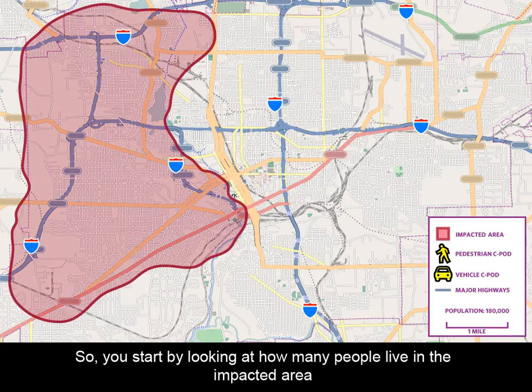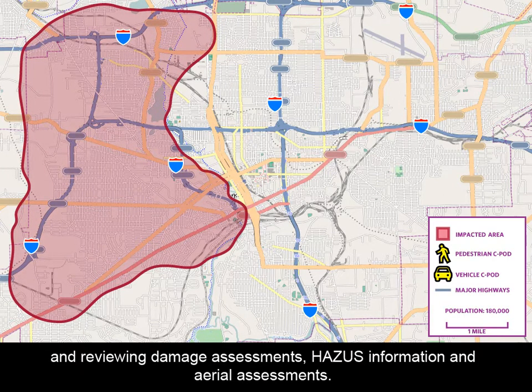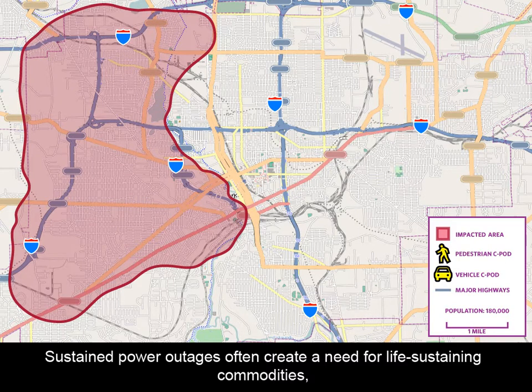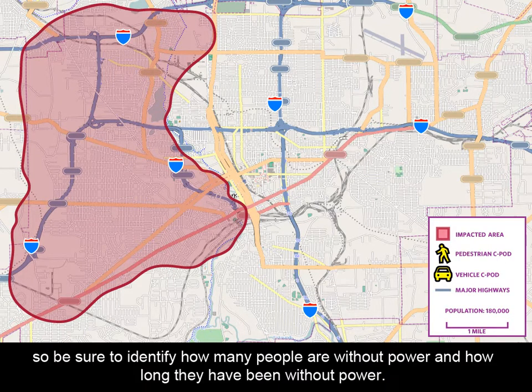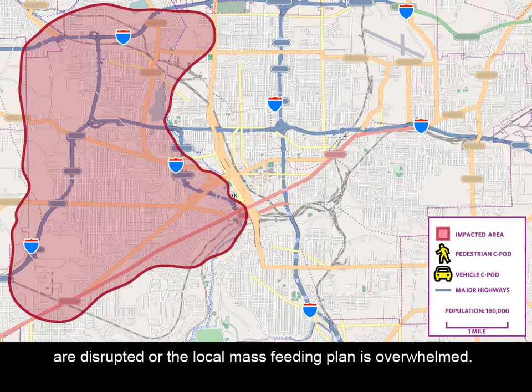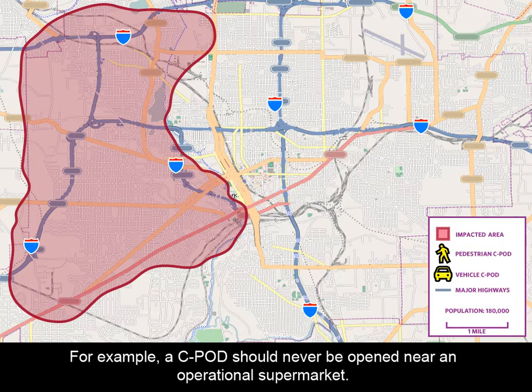So you start by looking at how many people live in the impacted area and reviewing damage assessments, hazardous information, and aerial assessments. You can also use census and other data to determine the total population that may be in need of commodities. Sustained power outages often create a need for life-sustaining commodities, so be sure to identify how many people are without power and how long they have been without power. And remember to only activate CPODs when private sector operations are disrupted, or the local mass feeding plan is overwhelmed. For example, a CPOD should never be opened near an operational supermarket.